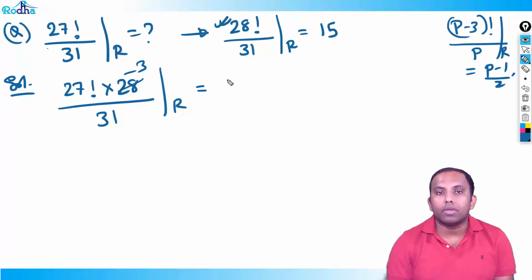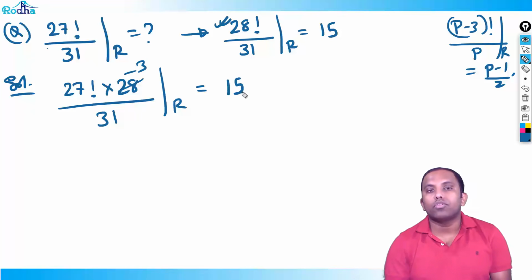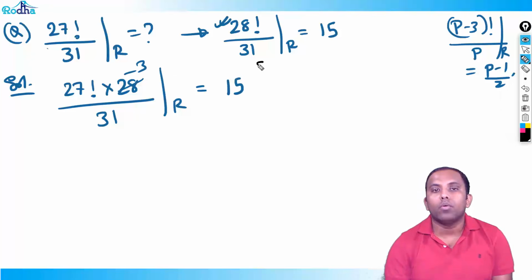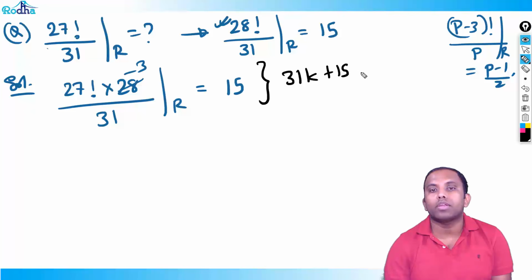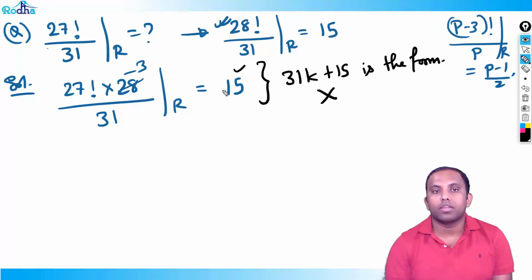I can write the form here, but I can observe that 15 is already divisible by 3, so we don't need to write that form. The form would be: a number when divided by 31, remainder is 15, so 31k plus 15. But it is not required because 15 is already a multiple of 3. So absolutely not required.